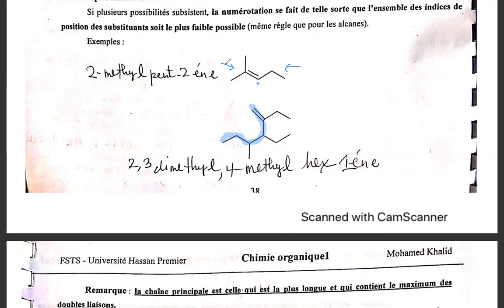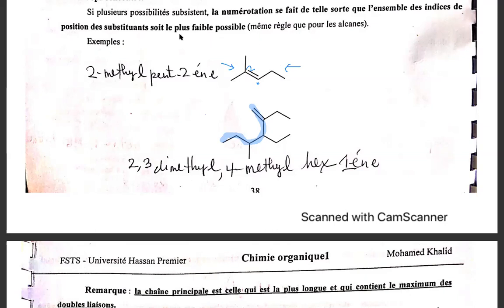And on the other side, we can count from here 1, 2. It's la même chose. The substituent becomes a methyl. So the double liaison is found at position number 2. That's the lowest index possible. So we are actually prioritizing the double liaison because it has the lowest index possible.